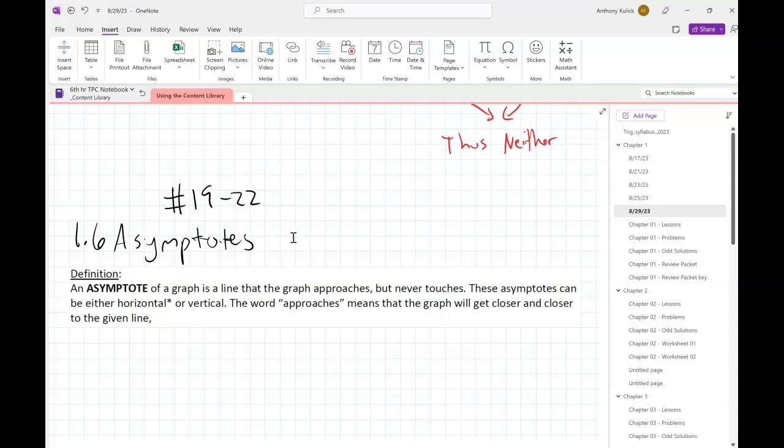So we say an asymptote of a graph is a line that the graph approaches but never touches. These asymptotes can be horizontal or vertical. When we say approaches in mathematics, what we mean is the graph will get closer and closer to that line, but not necessarily get there.